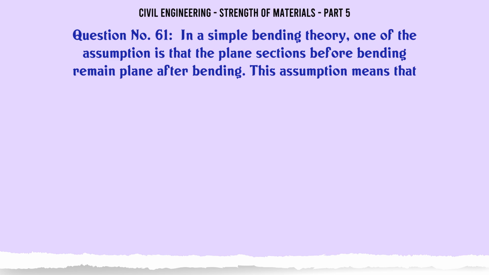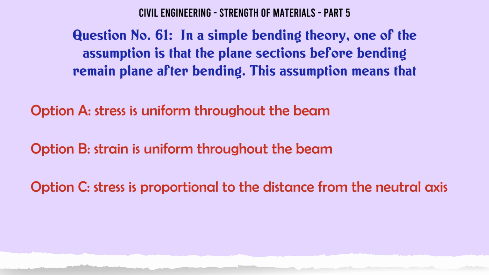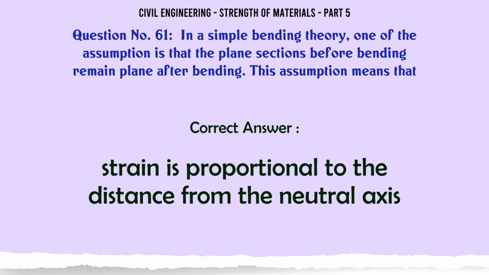In a simple bending theory, one of the assumptions is that the plane sections before bending remain plane after bending. This assumption means that A. Stress is uniform throughout the beam. B. Strain is uniform throughout the beam. C. Stress is proportional to the distance from the neutral axis. D. Strain is proportional to the distance from the neutral axis. The correct answer is strain is proportional to the distance from the neutral axis.